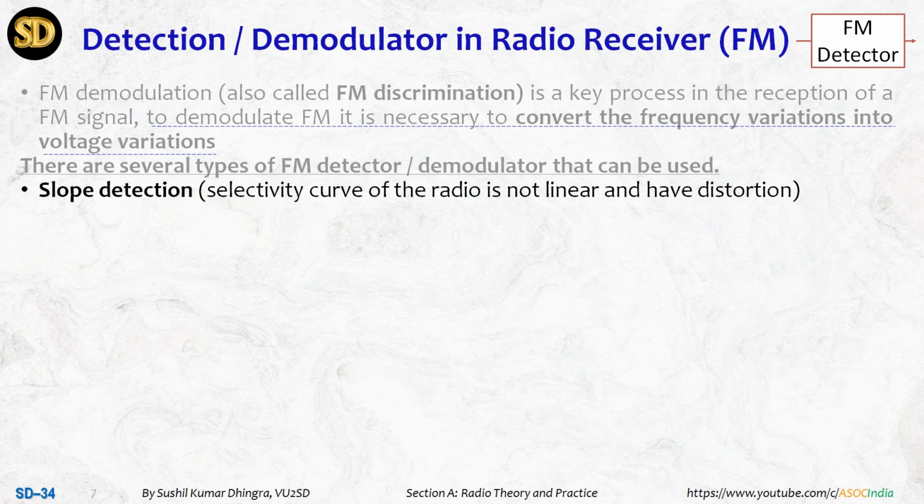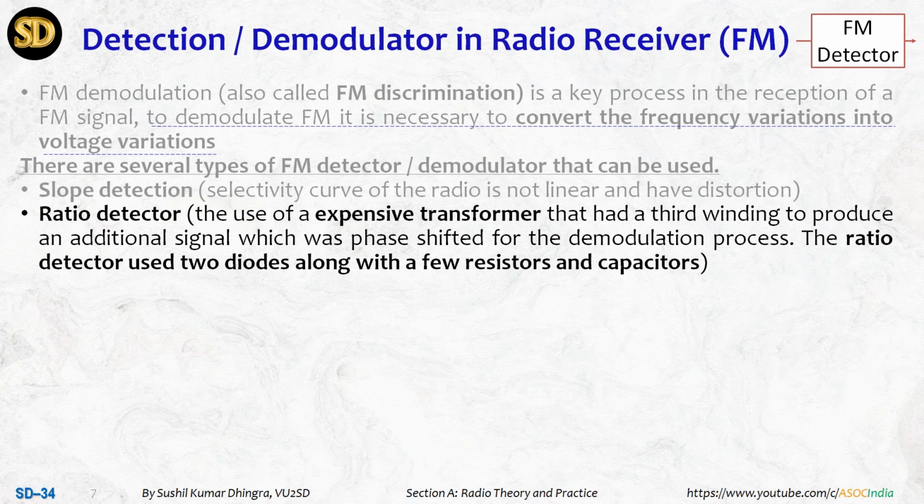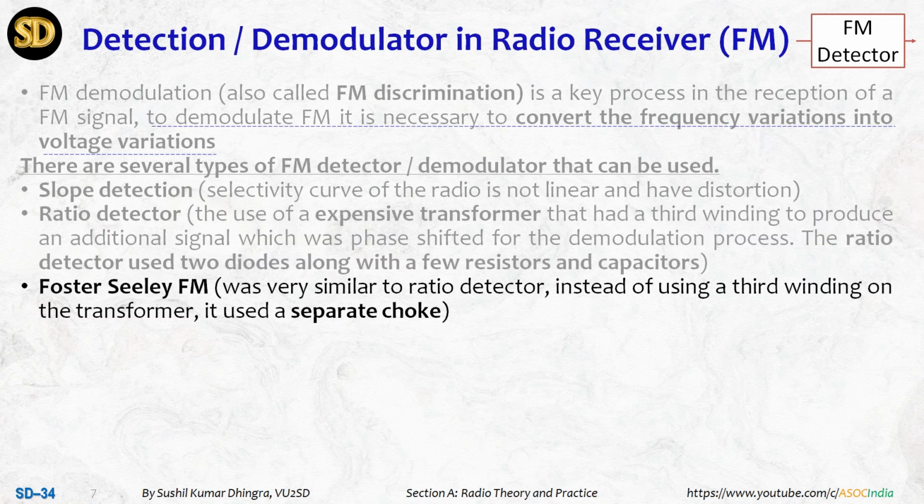Slope detection: the selectivity curve is not linear and has distortion. This is one of the oldest techniques. Ratio detector: ratio detectors need an expensive transformer with a third winding. It is also part of what looks like a transformer, to produce an additional signal which is phase shifted for the demodulating process. The ratio detector uses two diodes along with a few resistors and capacitors.